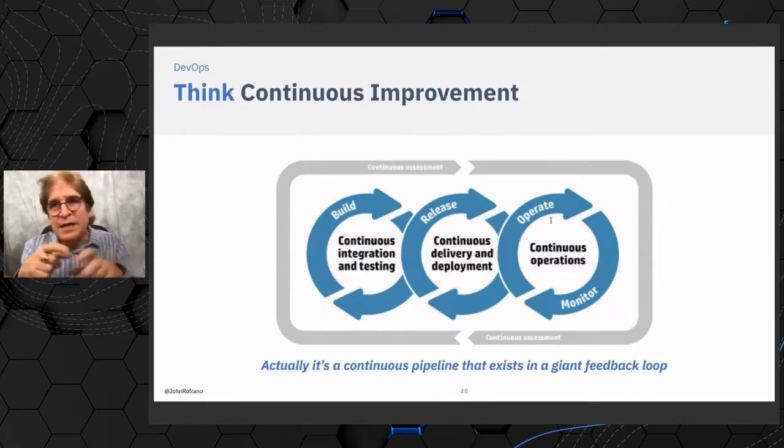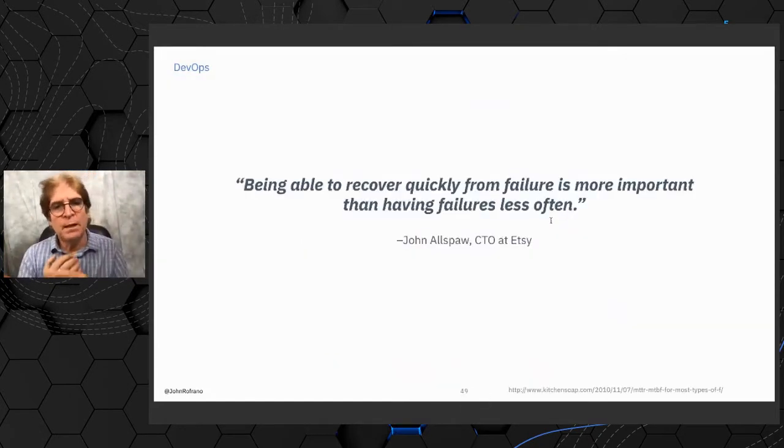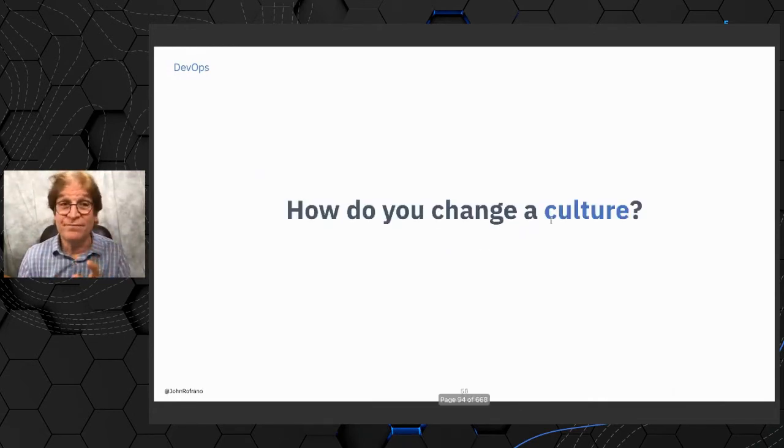If you're iterating and never deploying, you have no idea whether the customer's going to like it or not. You never gave it to them, right? So you can't just iterate internally and never deploy it. You've got to get it out there. You've got to deploy it and get feedback from the customer. John Allspaw, when he was the CTO at Etsy, said being able to recover quickly from failures is more important than having failures less often.